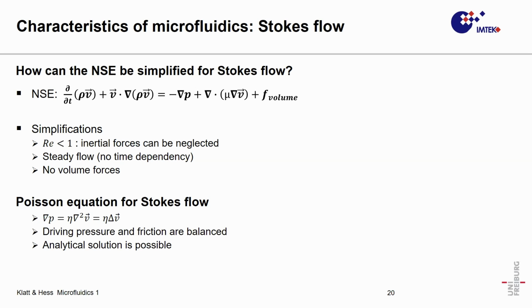So we already talked about the Reynolds number, and we already discussed how the Navier-Stokes equations can be simplified for very low Reynolds numbers, meaning that we have Stokes flow.